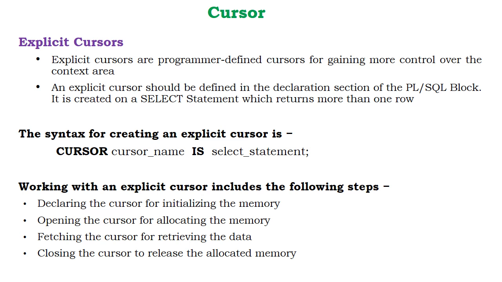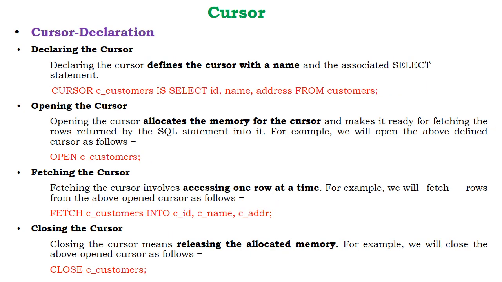The syntax is: cursor cursor_name is select statement. Working with an explicit cursor involves the following stages. Declare the cursor for initializing the memory, open the cursor for allocating the memory, fetch the cursor for retrieving the data, and close the cursor to release the allocated memory. First, declaring the cursor means defining the cursor with a name: cursor name is select, mention the column names, for example, ID, name, address from table name.